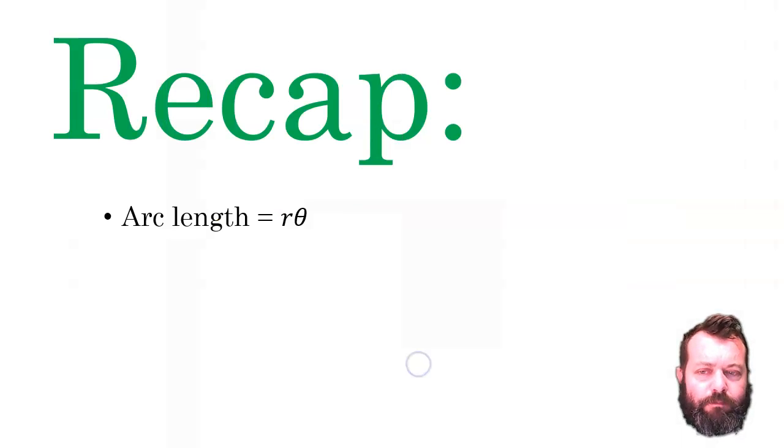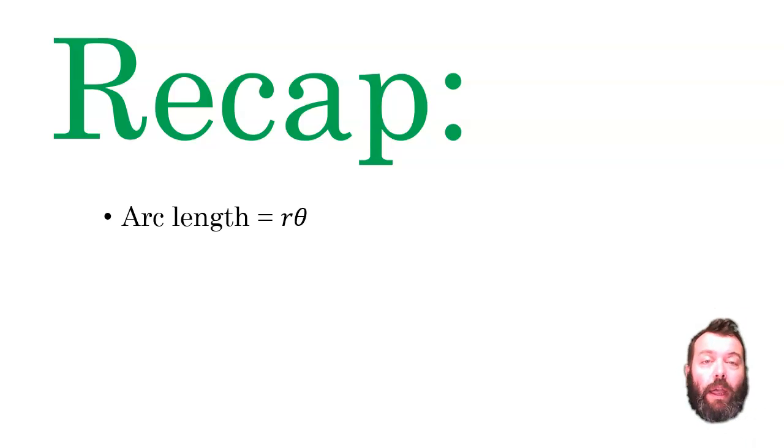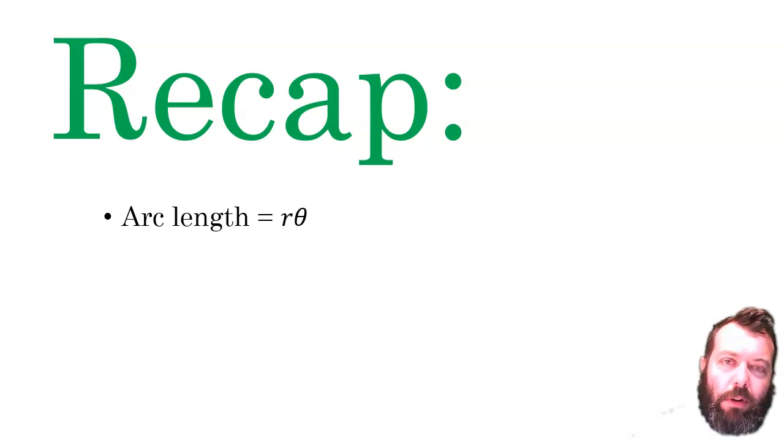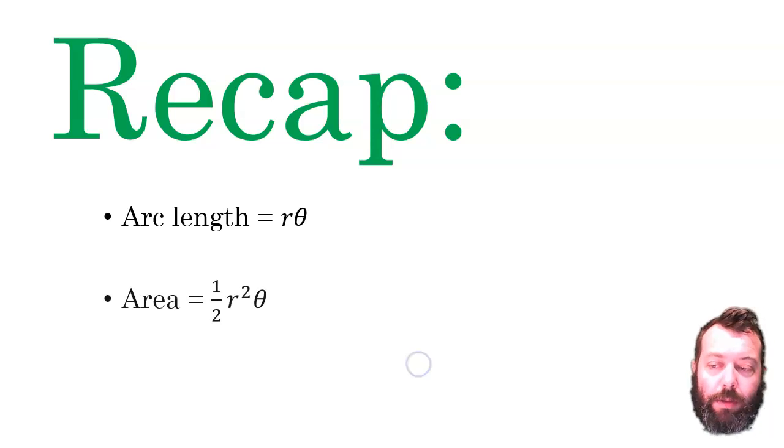Rightio. That's about it. Not terribly difficult, but something new, and it means we've got to practice it. If it doesn't make any sense, make sure to hit me up in class. But just a quick recap here. Arc length is r theta. The area of a sector is half r squared theta.